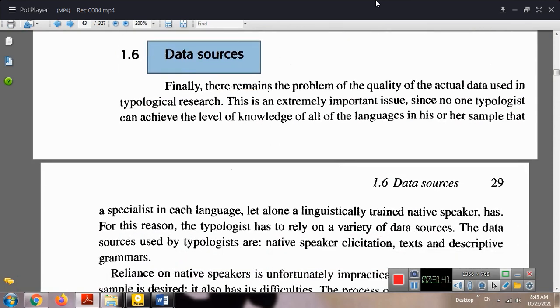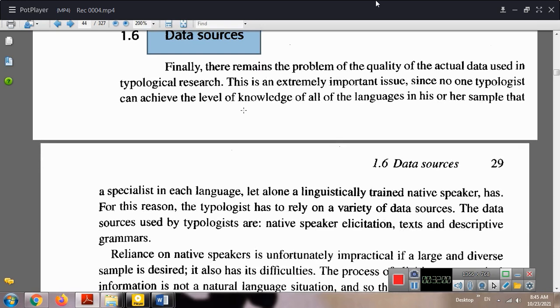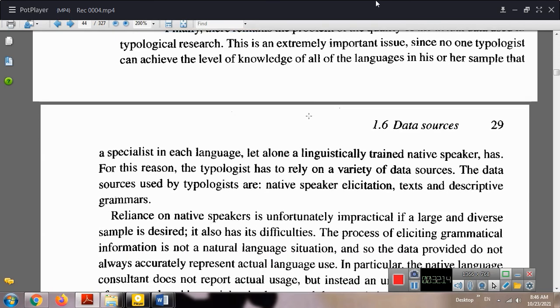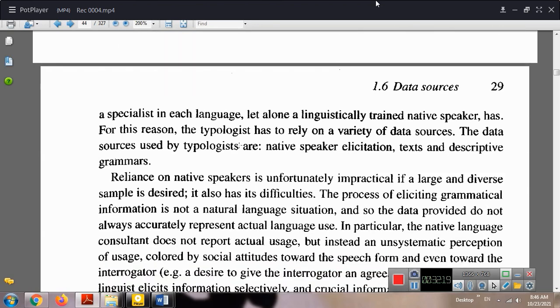About the data sources, finally, there remains the problem of the quality of the actual data used in typological research. This is an extremely important issue since no one typologist can achieve the level of knowledge of all of the languages in his or her sample that the specialist in each language, let alone a linguistically trained native speaker, has.